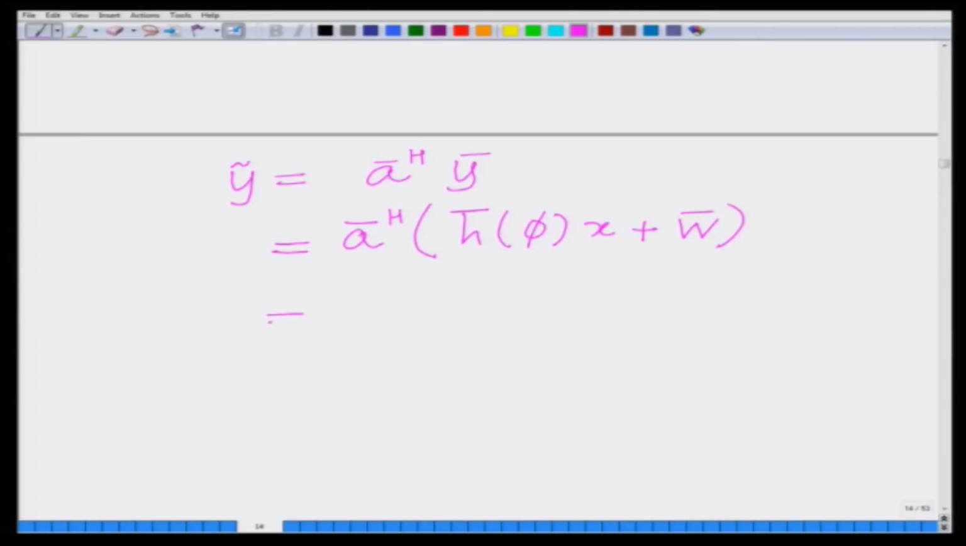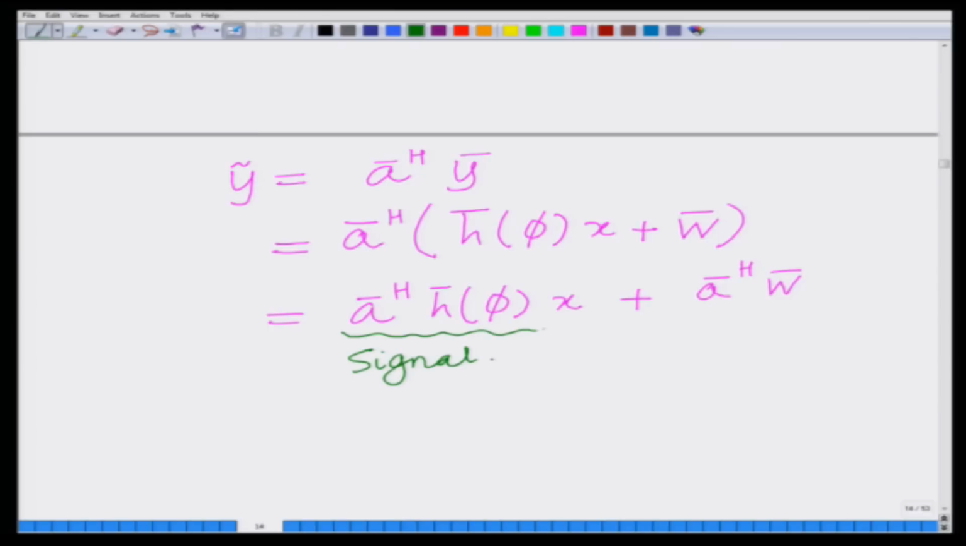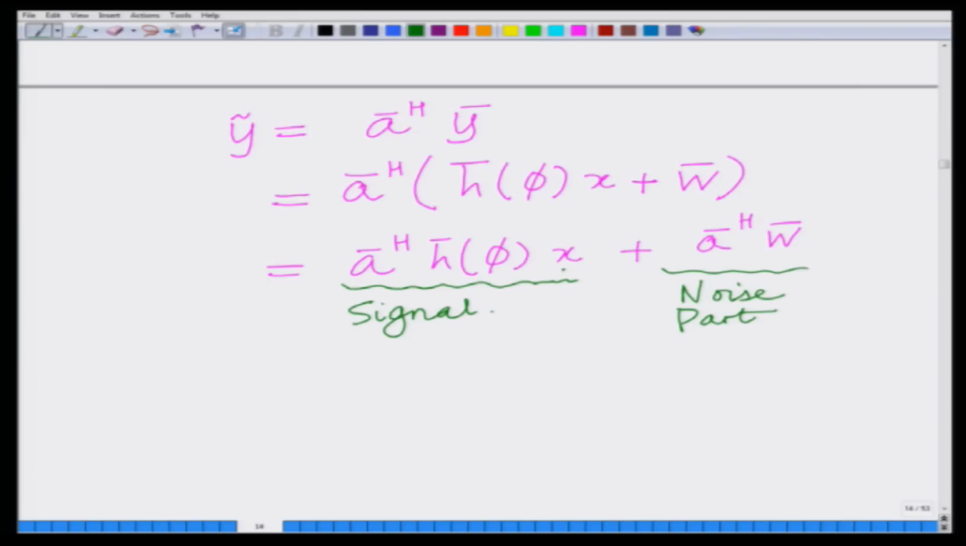which is equal to A bar Hermitian h bar phi times x plus A bar Hermitian times w bar. Remember, this is the signal part, and this is the noise part. In addition, let us say that the transmitted signal power is P, that is expected value of magnitude x square.